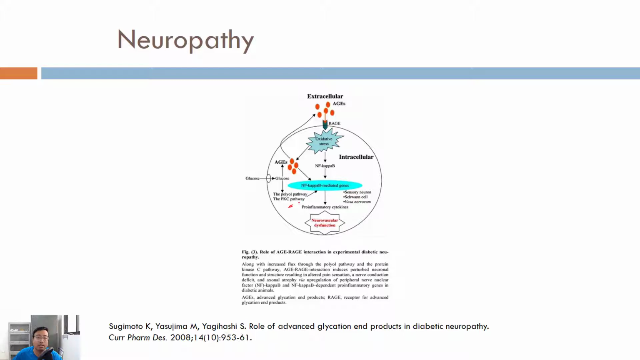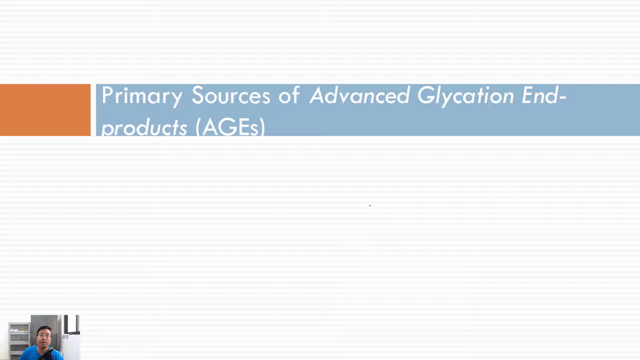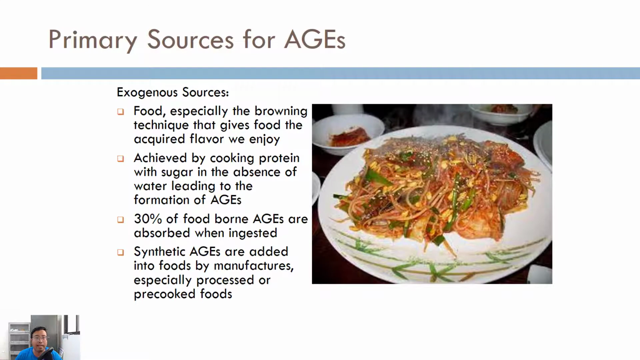The polyol pathway is opened up and NF kappa beta, that is the pro-oxidant genes, are transcribed, which can lead to increased secretion of pro-inflammatory cytokines and ultimately leading to neurovascular dysfunction. Anyway, so now we will look into the primary sources of advanced glycation end products.